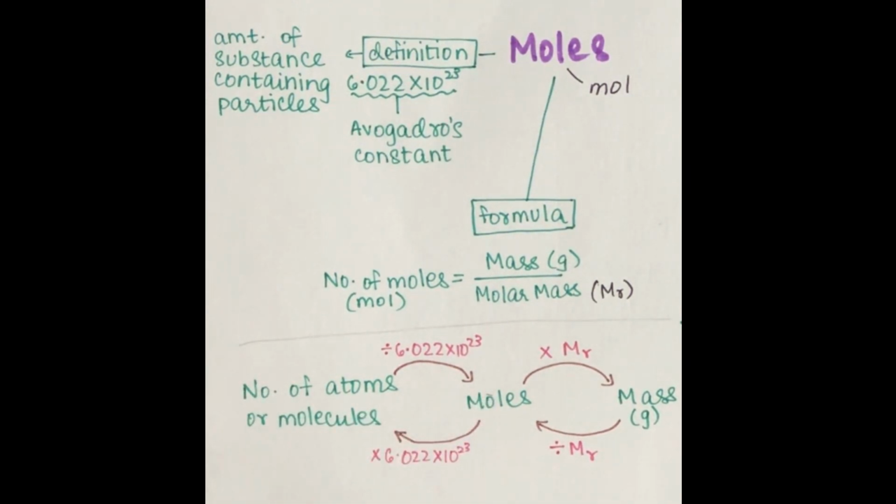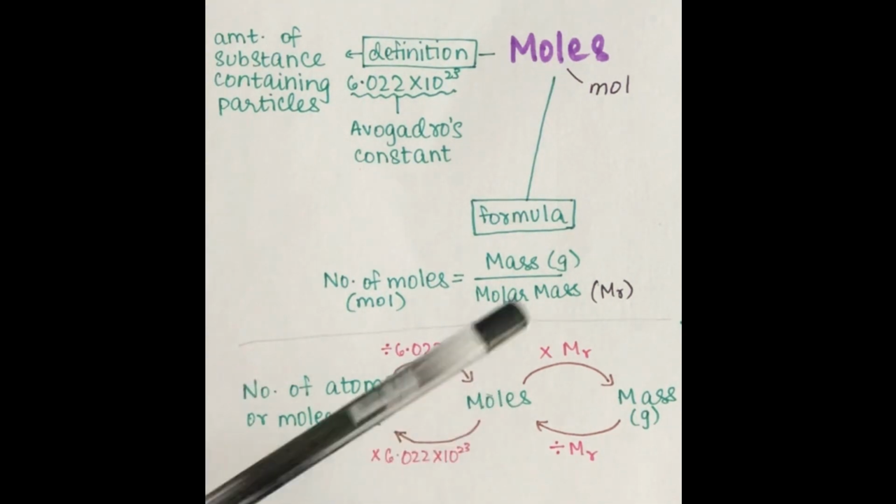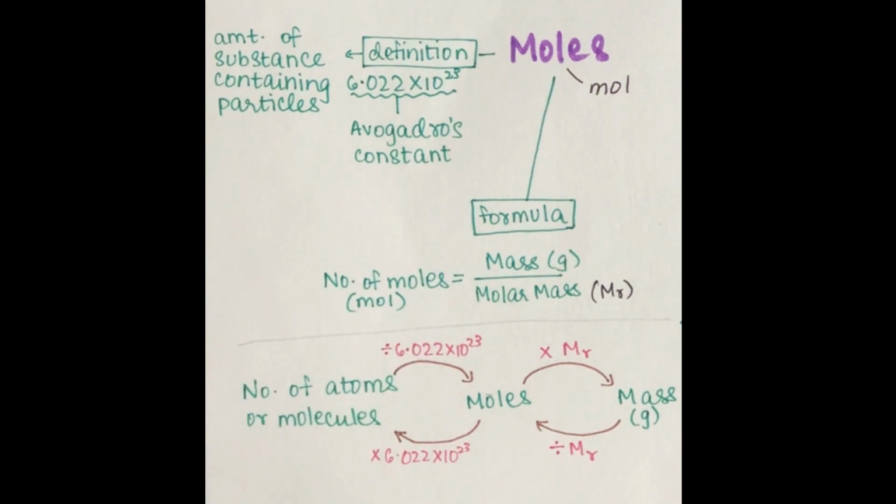Now if you need to convert from number of atoms or molecules to the number of moles, you divide by 6.022 into 10 to the power 23. And if you are converting the other way around from moles to number of atoms or molecules, you multiply by 6.022 into 10 to the power 23.